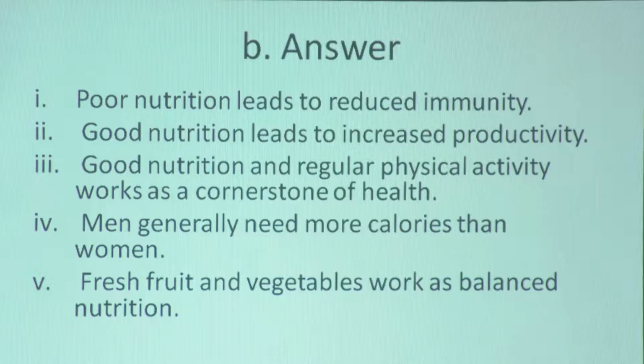So what can be your first answer? Poor nutrition leads to reduced immunity. So what is it written? Poor nutrition leads to reduced immunity. So answer number 2. Good nutrition leads to increased productivity. And what is the answer of question number 3? Good nutrition and regular physical activity works as a cornerstone of health. Please correct it if you have done wrongly.